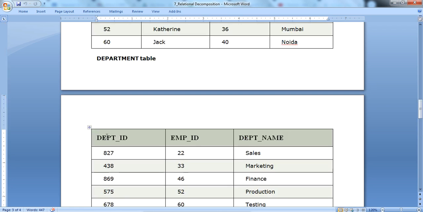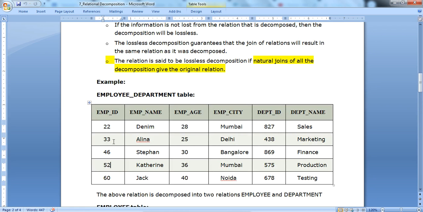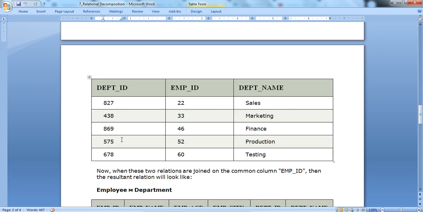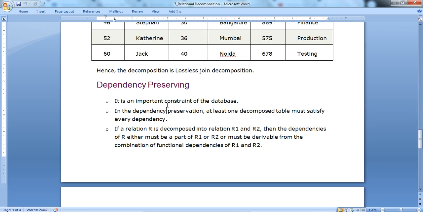This is a simple example. It means when we decompose the original table and we revert the process, then we get the original situation again. Now the next type is dependency preserving. It is an important constraint of the database.